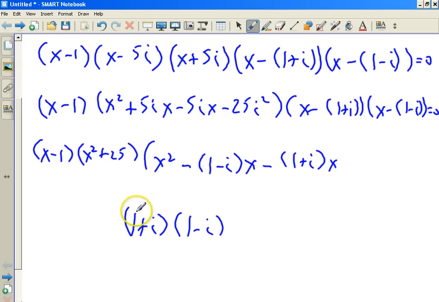Okay, so what do you get? First terms? 1. Outer terms? Negative i, right. Inner terms? Positive i, right. And last? Negative i squared. And a negative i squared is really 1. And what happens to these guys? So you get 1 plus 1 is? 2. See, I told you.